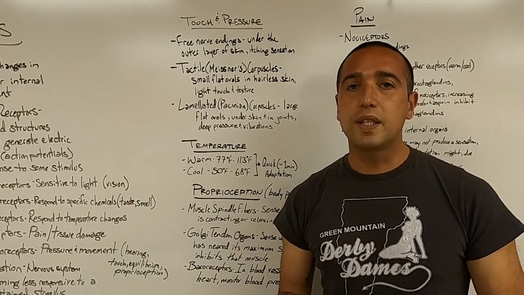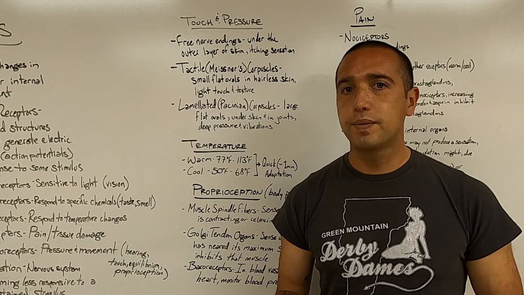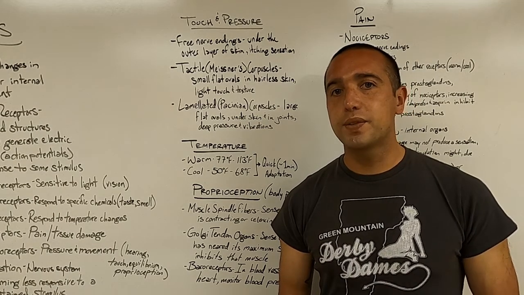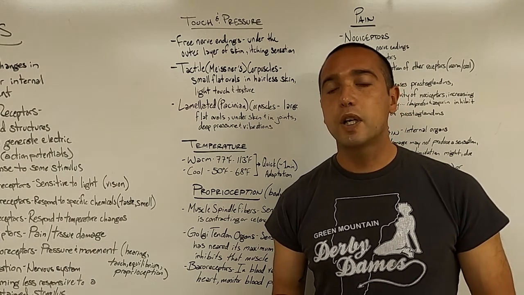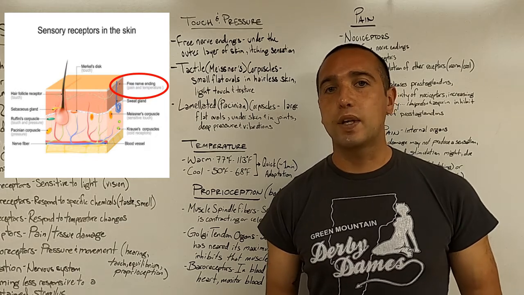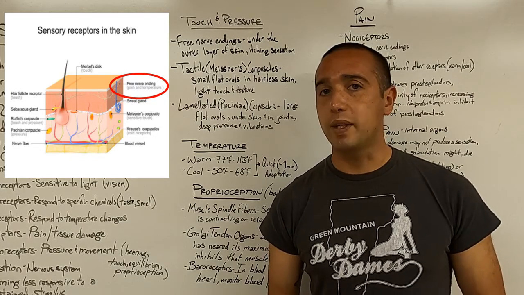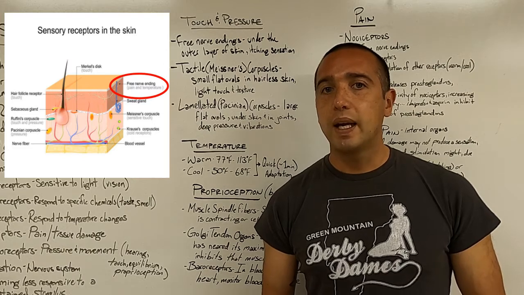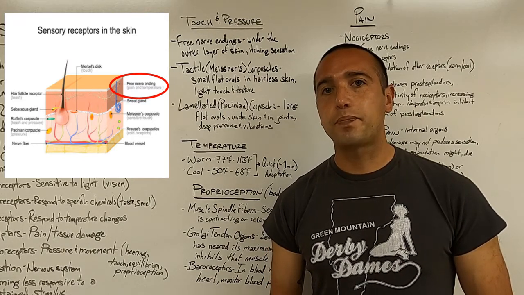We'll next look at the different types of touch sensations and receptors. There are 3 touch receptors aside from pain that we'll discuss. First, free nerve endings. Free nerve endings are right underneath the outer layer of skin, or sometimes going into the outer layer of skin, the epidermis. And that's for like itching sensations or very, very light touch.